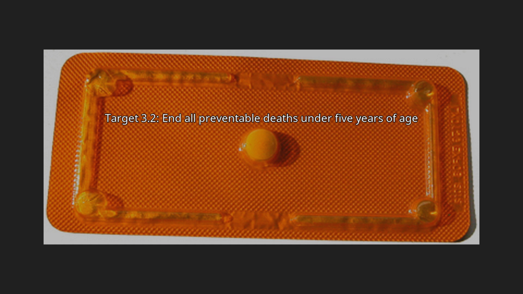Indicator 3.2.1, under-5 mortality rate. The under-5 mortality rate measures the number of children per 1,000 live births who die before their 5th birthday. Indicator 3.2.2, neonatal mortality rate. The neonatal mortality rate is defined as the share of newborns per 1,000 live births in a given year who die before reaching 28 days of age.